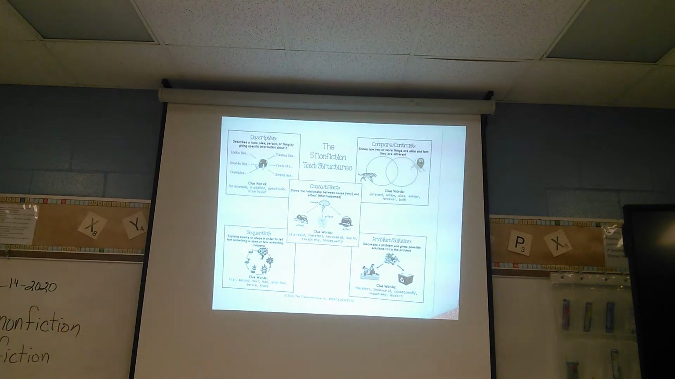So if you identify the text structure, when you go to write your summary, those are going to be some of the words that you can use to frame your summary. So knowing text structure and being able to use what you know about text structure when you're writing your summary is going to be very helpful.